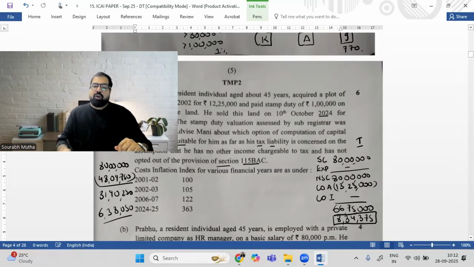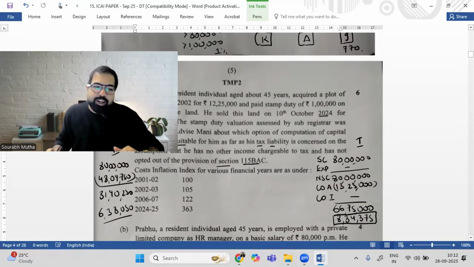So between the two, option number two is more favorable for me. I call this option I-20 because you can take indexation and then 20%. That's my shortcut, what I teach in my classes. All right. Now advise him. You'll have to give both the calculations and then advise him that he has to opt for option number two.